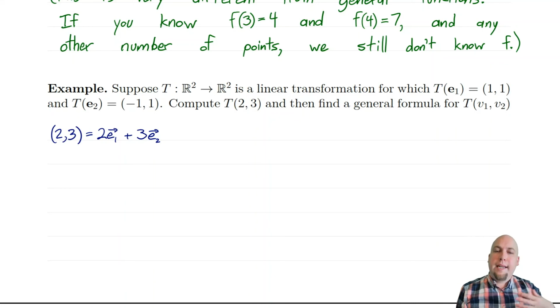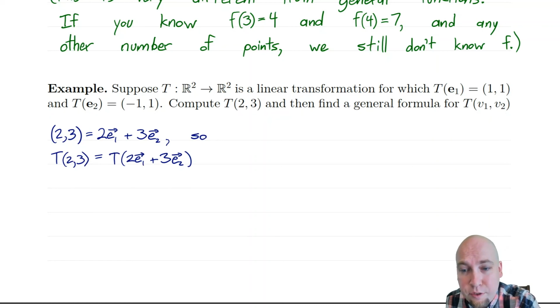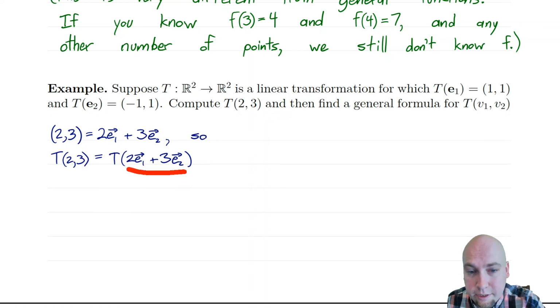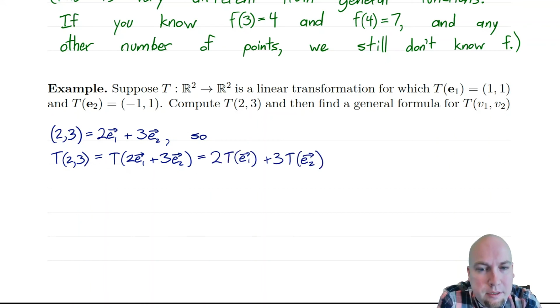The trick is to write (2,3) as a linear combination of those standard basis vectors. And we saw how to do this earlier in the course. You just peel off those coefficients. It's 2 times the first standard basis vector plus 3 times the second standard basis vector. Then you apply T to it. T of (2,3) is T of this linear combination, because those are the same thing. Now use the fact that T is a linear transformation to split that up. T of that is 2 times T of e1 plus 3 times T of e2.